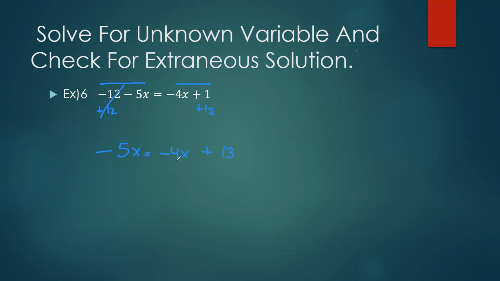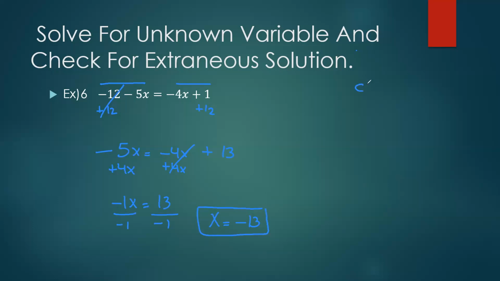Okay. The next step is to get all the x's on one side. So let's move this -4x to the left by adding 4x. And then on the left, -5x plus 4x is -1x. Solve for x, so you're going to divide by -1. I get x equals -13.